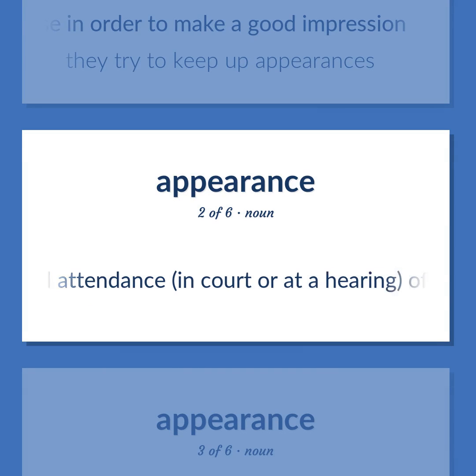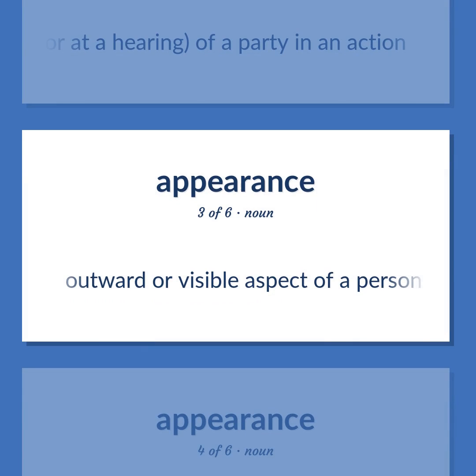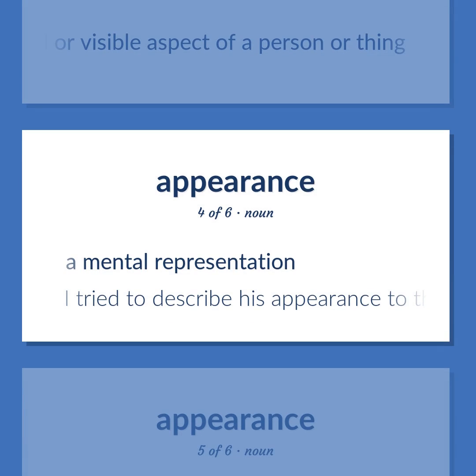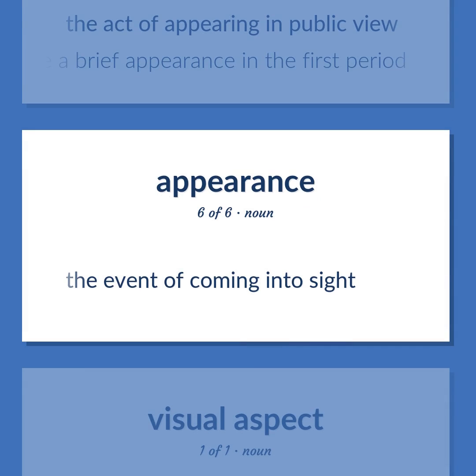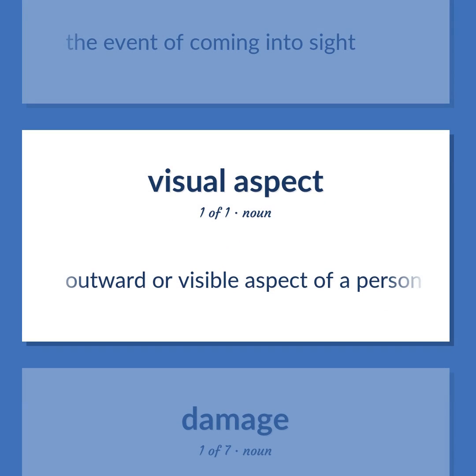Formal attendance, in court or at a hearing, of a party in an action. Outward or visible aspect of a person or thing. A mental representation. I tried to describe his appearance to the police. The act of appearing in public view. The rookie made a brief appearance in the first period. The event of coming into sight. Outward or visible aspect of a person or thing.